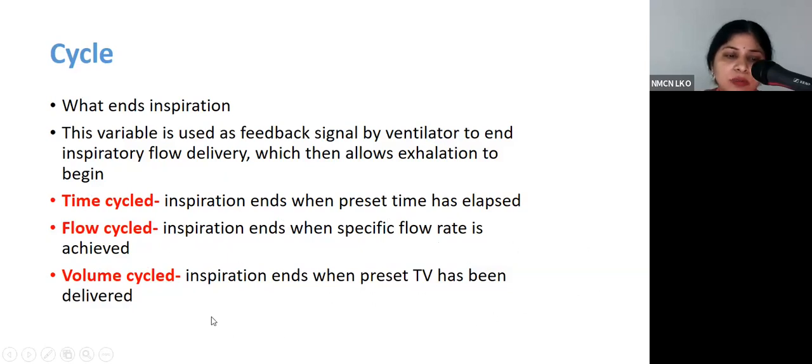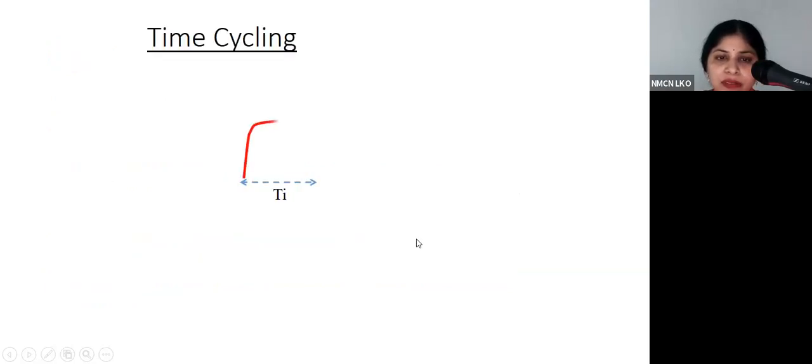And then there is volume cycling also, in which a particular tidal volume is taken as the cycling variable. So coming to the time cycling first.